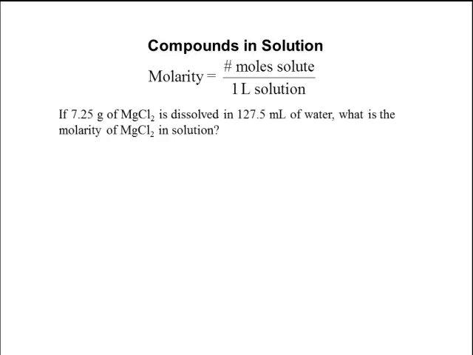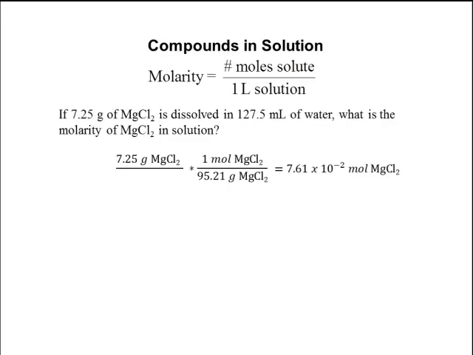So an example we looked at, if we have 7.25 grams of magnesium chloride dissolved in 127.5 milliliters of water, we want to know the molarity of the magnesium chloride in solution. So the magnesium chloride is a solute, water is going to be the solvent, combined that's going to be the solution. I'm going to need to figure out the moles of solute. So I have 7.25 grams of magnesium chloride. Use the molar mass to convert to moles of magnesium chloride, and I get 7.61 times 10 to the negative 2 moles of magnesium chloride.